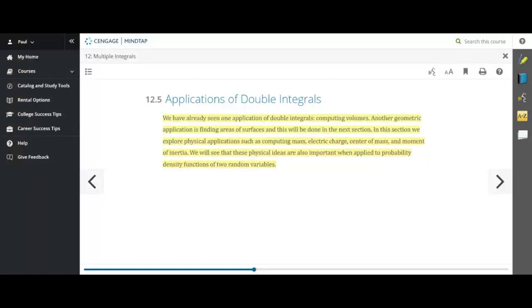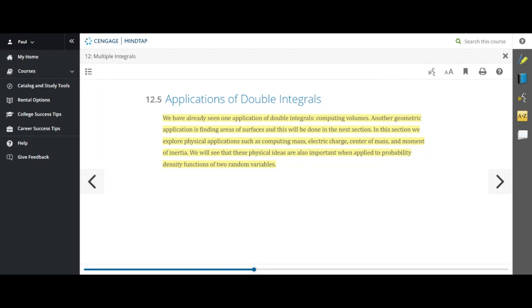Okay, so applications of double integrals. We've already seen one application of double integrals, computing volumes, right? You had a lot of those kinds of problems on your third exam. Another geometric application is finding areas of surfaces. That's going to be done in section 12.6. In this section, we explore physical applications such as computing mass, electric charge, center of mass, and moment of inertia.